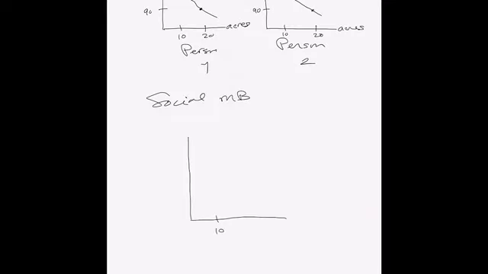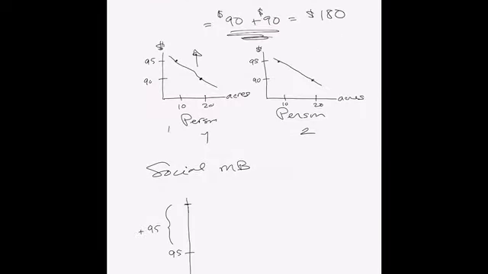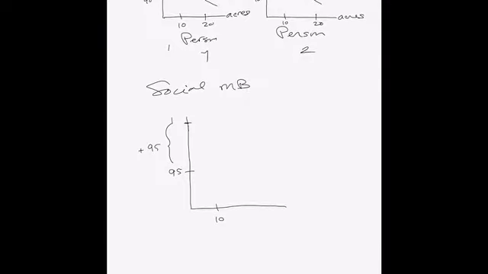Right, for the 10th acre, remember the first person valued the 10th acre at 95. Naturally, everyone valued it at 95. Okay, so we're going to add 95 plus 95 for the second. We're going to stack that second person right on top of the first. So we're going to get a social marginal benefit of the 10th acre equal to 190.